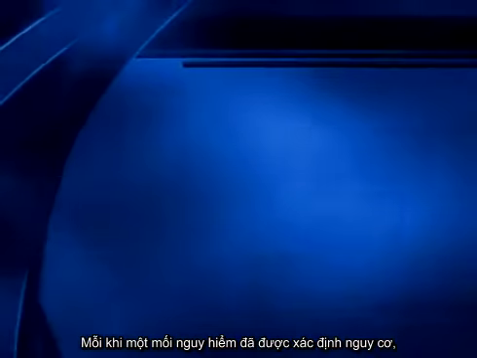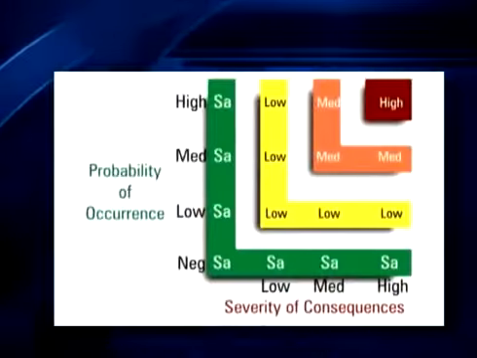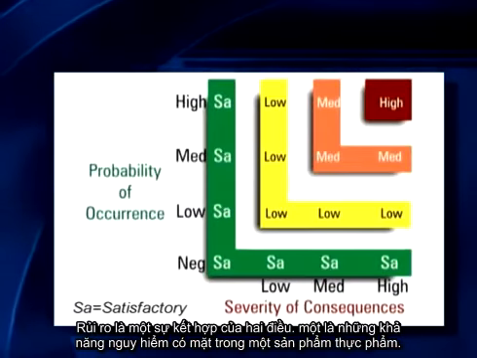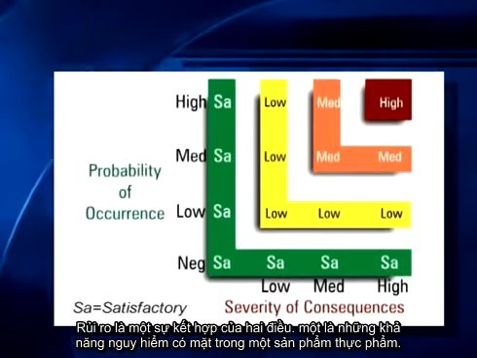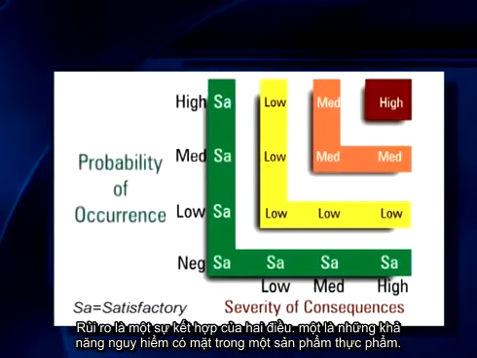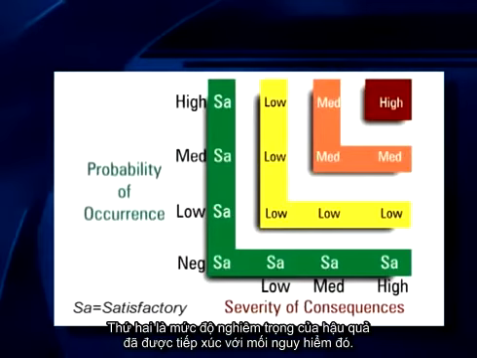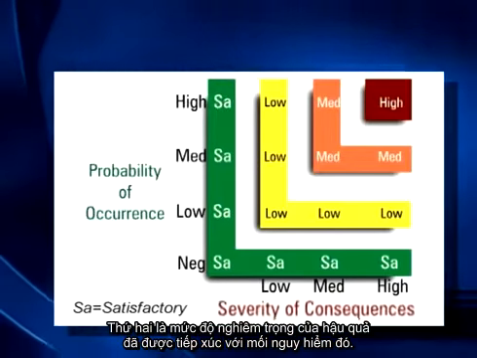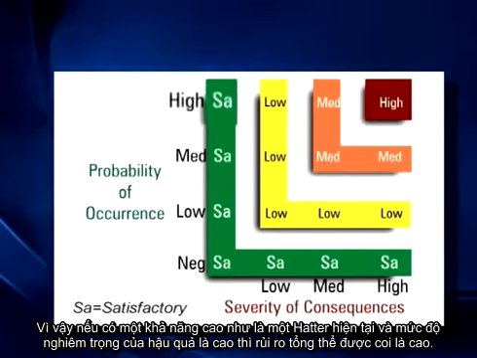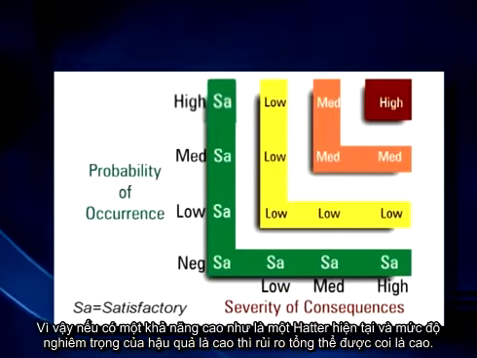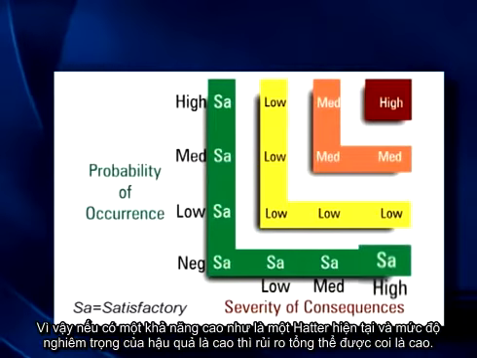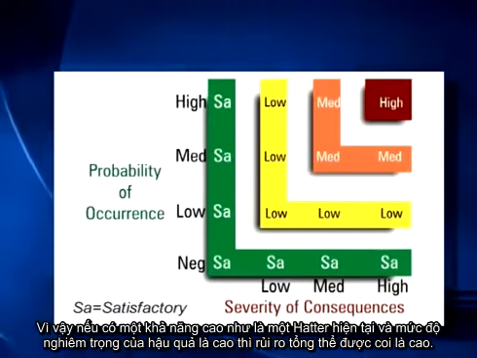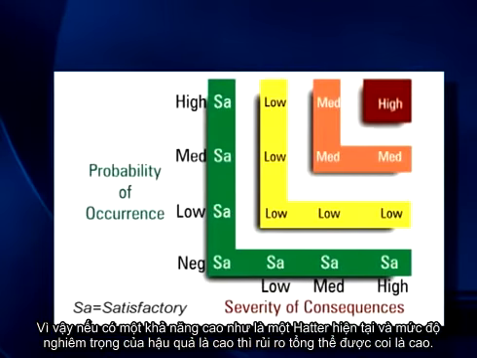Once hazards have been identified, the risk of each one needs to be assessed. Risk is a combination of two things. One is the probability of a hazard being present in a food product. The second is the severity of the consequences of being exposed to that hazard. So if there is a high likelihood of a hazard being present, and the severity of consequences are high, then the overall risk is considered to be high.